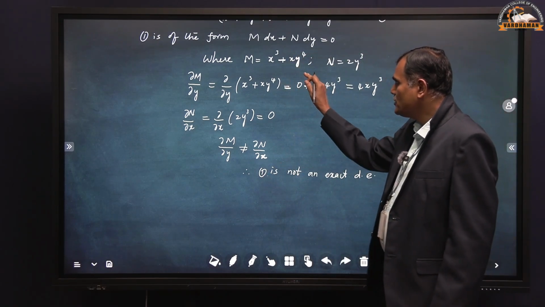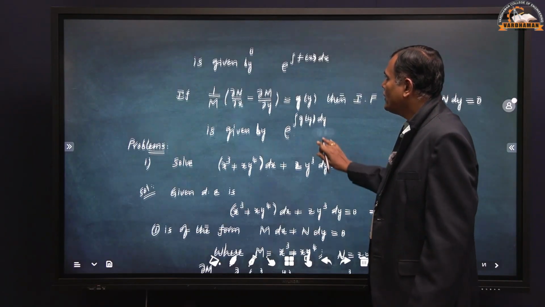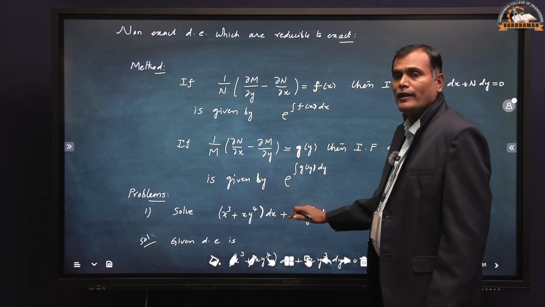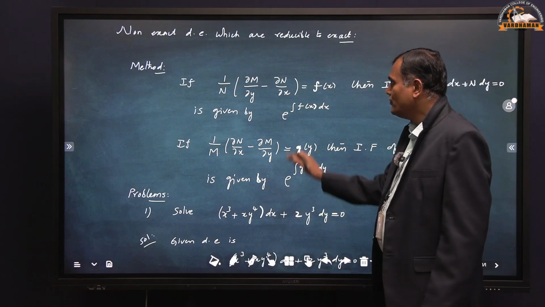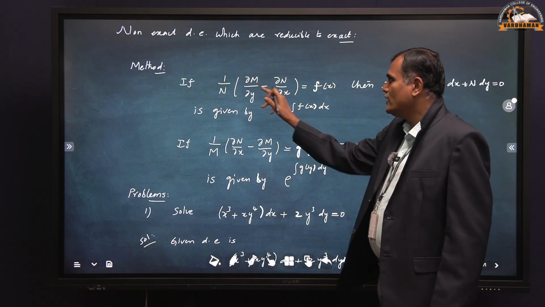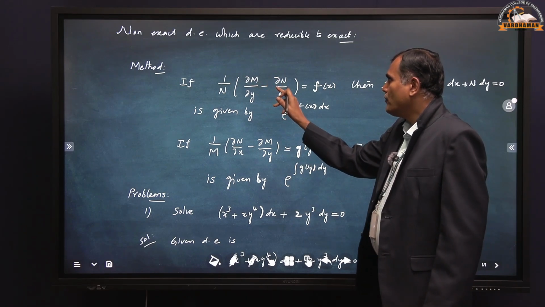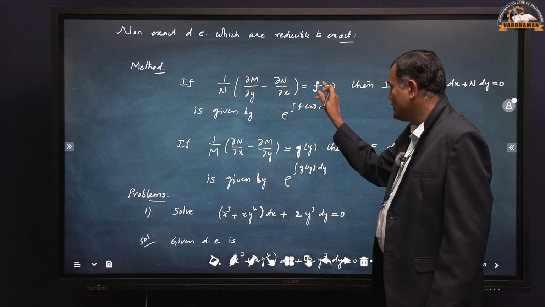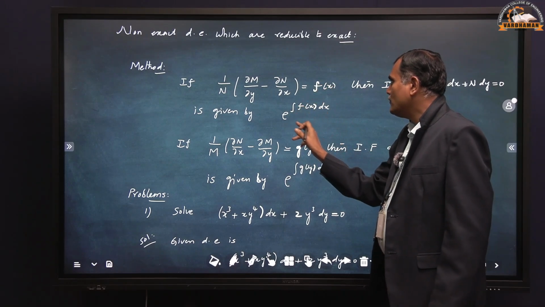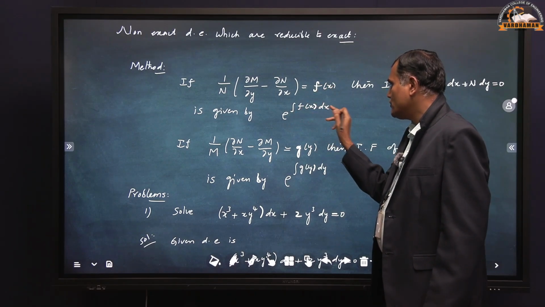Now let us use this method to find an integrating factor. Then we will reduce the given differential equation to an exact one. The method is like this: 1 by n times (dou m by dou y minus dou n by dou x), if it is a function of x, the integrating factor is given by e power integral f of x dx.